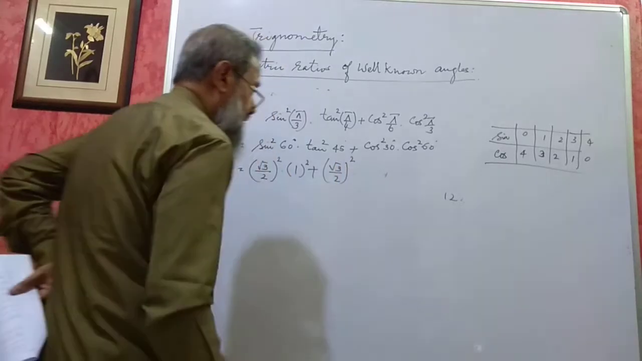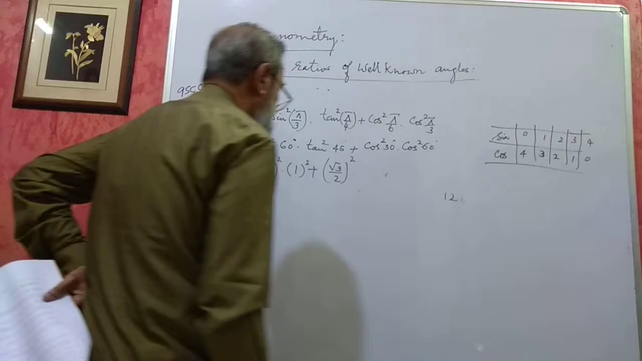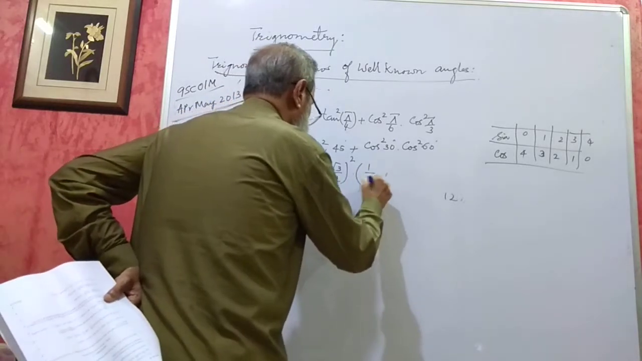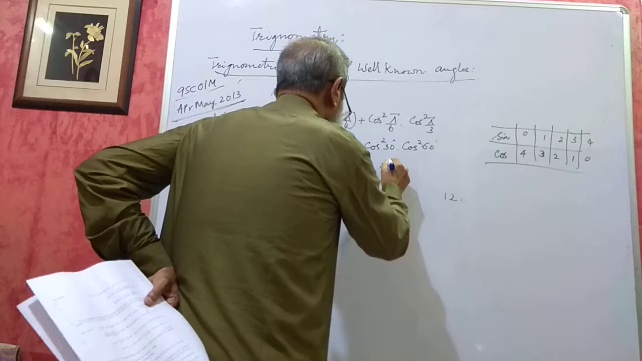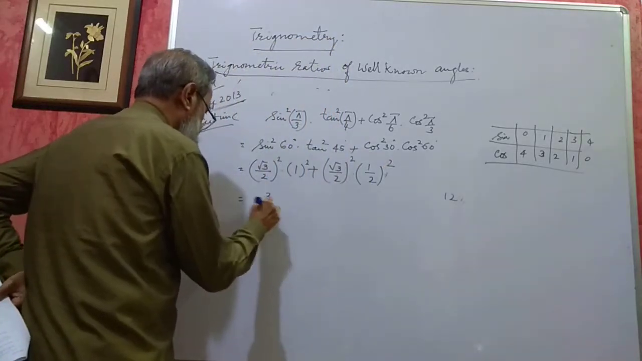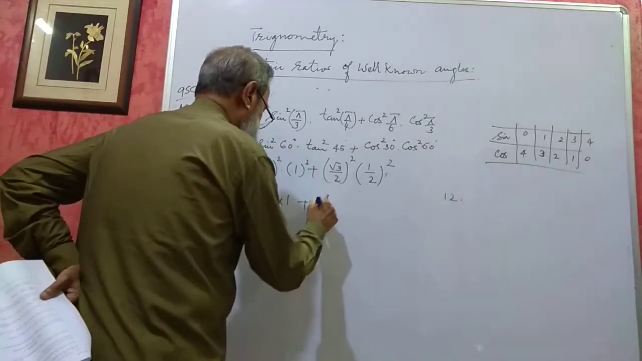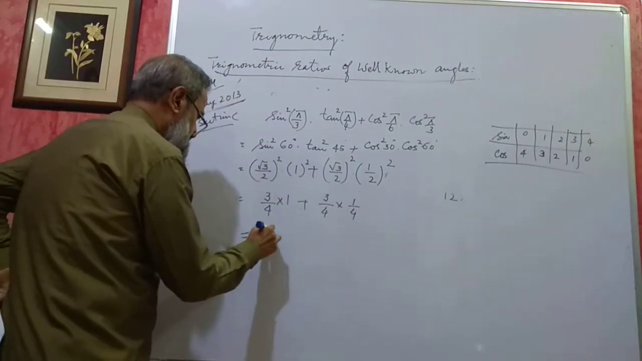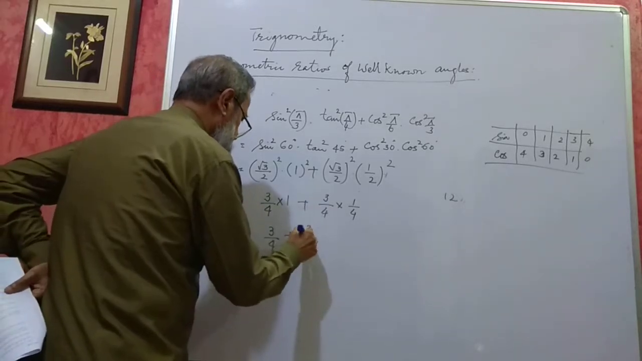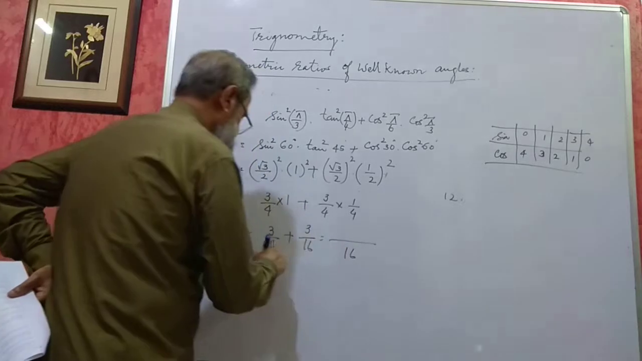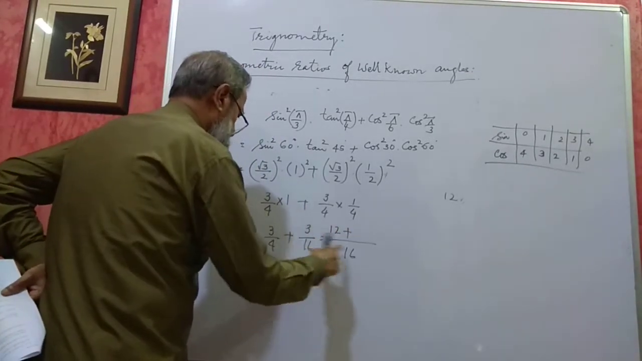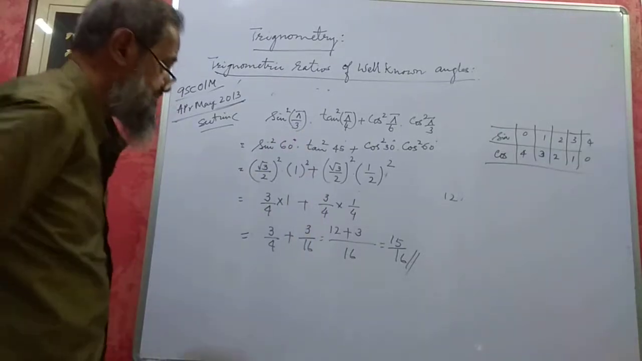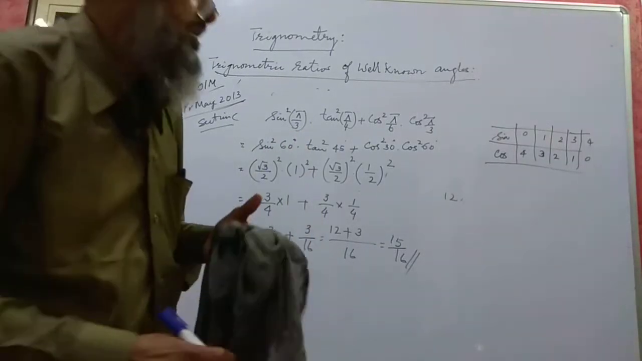Cos square 60. Cos 30 is root 3 by 2. Cos 60 is 1 by 2, 1 by 2 the whole square. So this will be 3 by 4 into 1, plus 3 by 4 into 1 by 4. So 3 by 4 plus 3 by 16. 16 is the LCM. 4 4s are 16, 4 3s are 12. 16 1s are 1, 3s are 3. So it will be 15 by 16. This is the answer. This is the value of that. 15 by 16. I hope you have understood this.